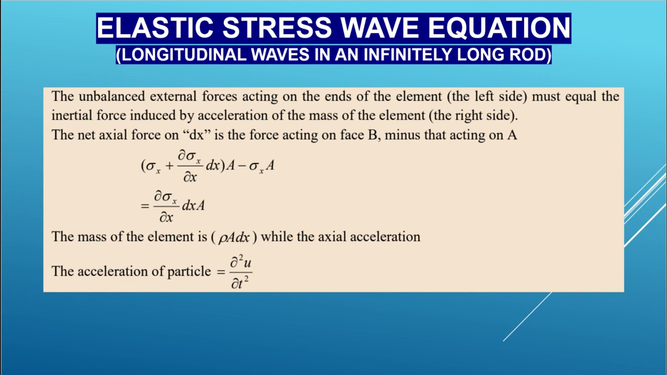And the next thing is we need to find out the net force, because based on Newton's second law, F equal to ma. Here we have found out acceleration. Acceleration was dou square u by dou t square, right? Then net force is given by this particular expression. Net force equal to net force in A: sigma x plus dou sigma x by dou x into dx into A, minus sigma x into A. This is what we have seen earlier.